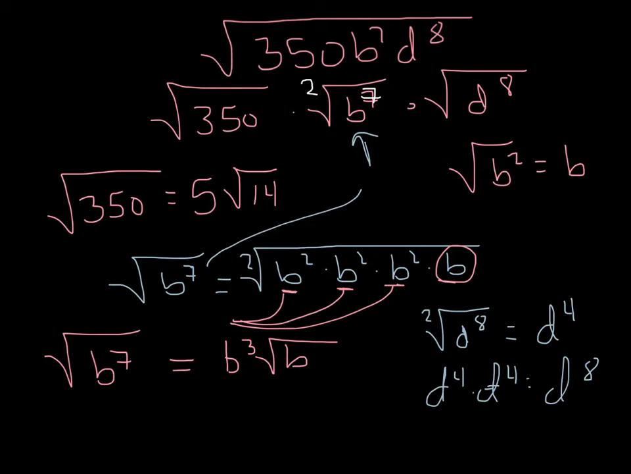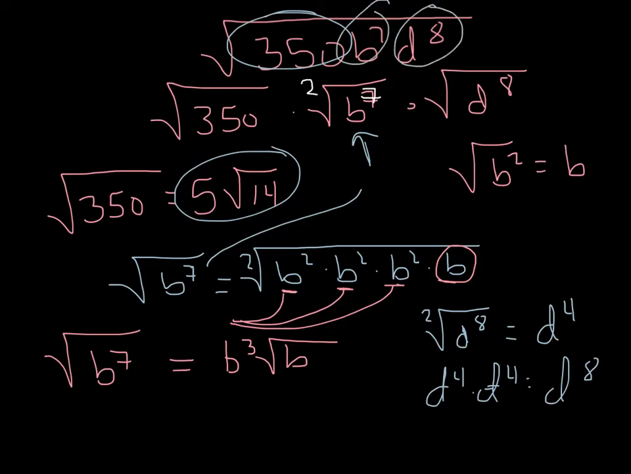So my final answer to this problem is going to be 5 square roots of 14 for the number. And then I have to add in what I got for b to the 7th and what I got for d to the 8th. So let's write the final answer on the next slide.